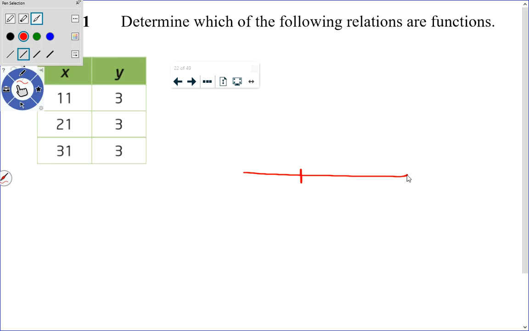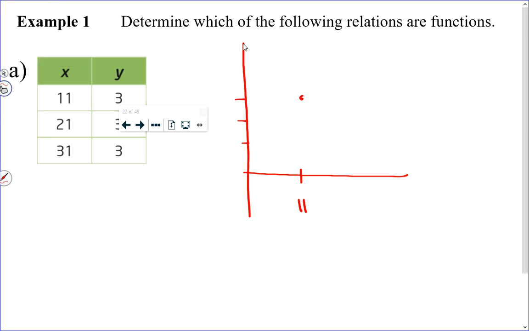When I put in x equals 11, I get y equals 3. I don't get y equals 3 and y equals some other number. I just get y equals 3. When I put in 21, I get 3. When I put 21 in for x, I get one and only one output for y. So it's a function. So this is a function.